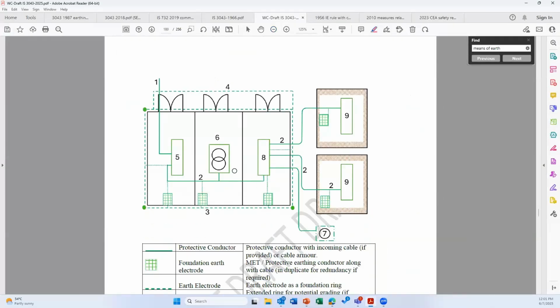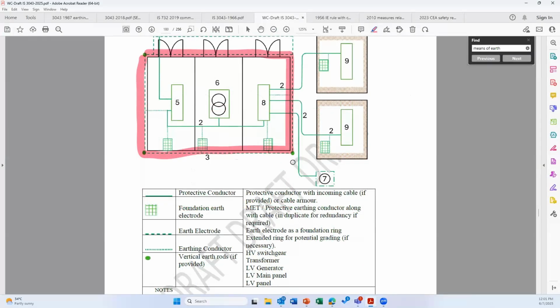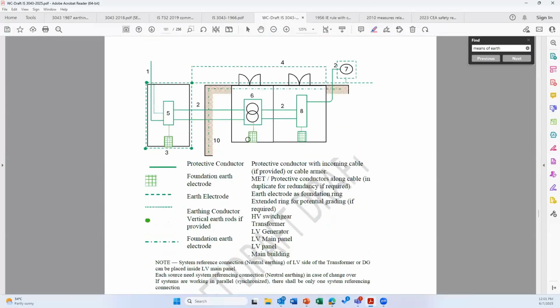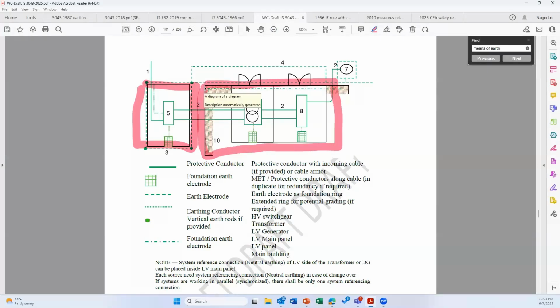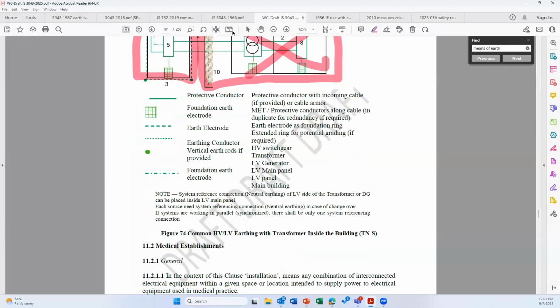Say, for example, you have a substation building, something like this. This is the substation building, and how to make the earthing in this particular case is being included here. Okay, now this is in one case. Similarly, if you have a substation building separate from your industrial building, and you are putting the transformers within your main industrial building, these are the conditions of earthing. You can refer to these figures.